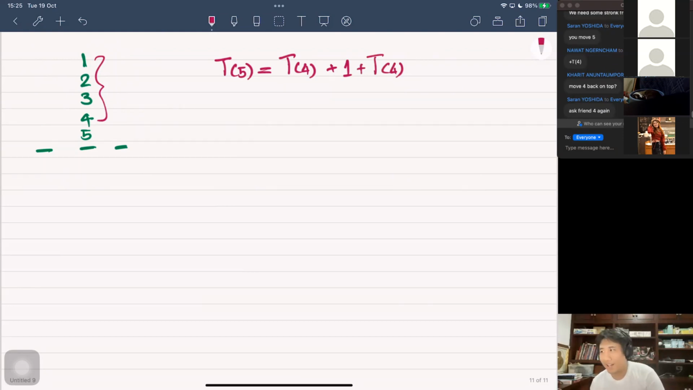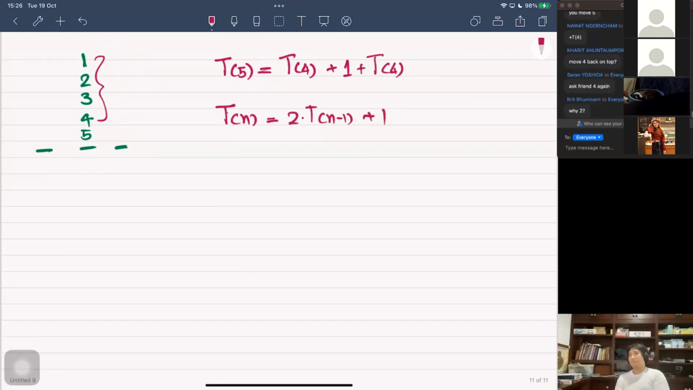Is everyone good, right? The idea is you don't solve it yourself. The thing that you get is going to be T of n, the number of turns to move n pieces, which is 2 times T of n minus 1, plus 1. So 2 T of n minus 1, plus 1. The 2 is because of these two moves.